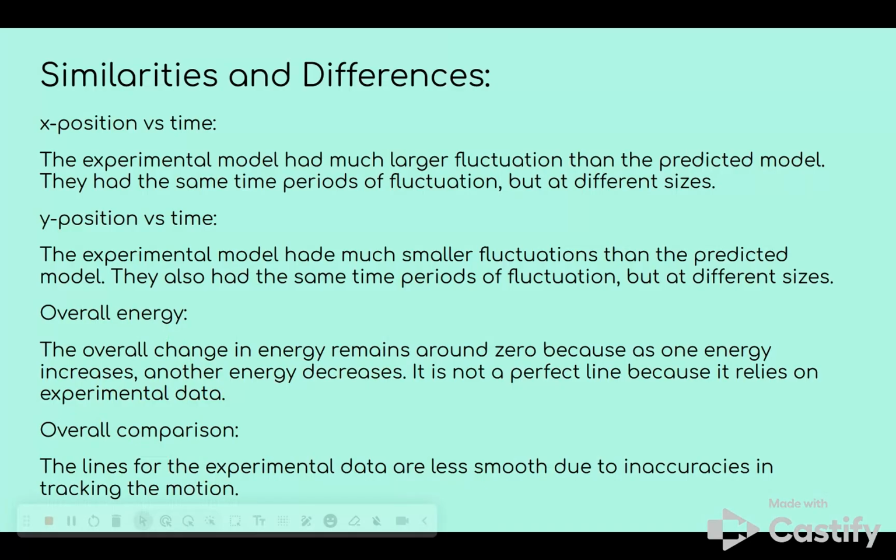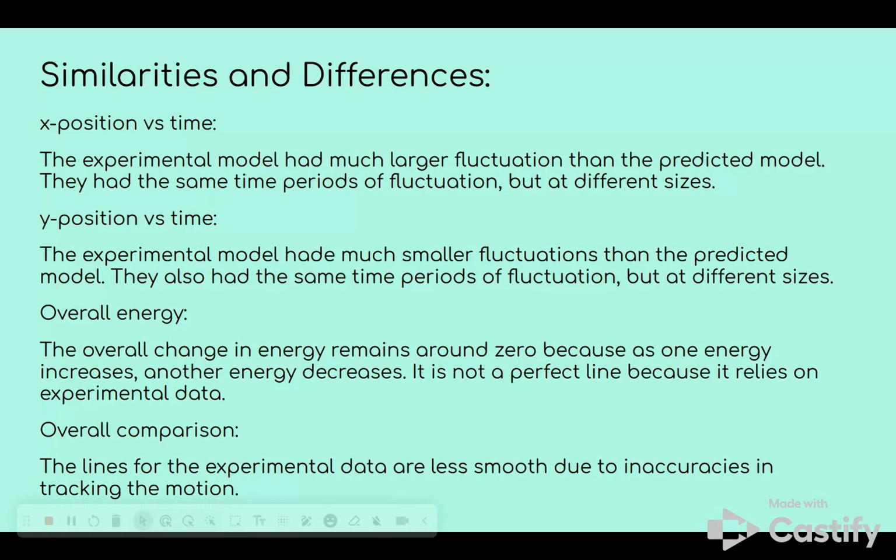Some similarities and differences. For the x position versus time, the experimental model had much larger fluctuations than the predicted model, but they had the same periods of fluctuation, just different sizes of peaks. For the y position versus time, the experimental model had much smaller fluctuations than the predicted model. They also had the same time periods of fluctuation, just different peaks and ebbs and flows.